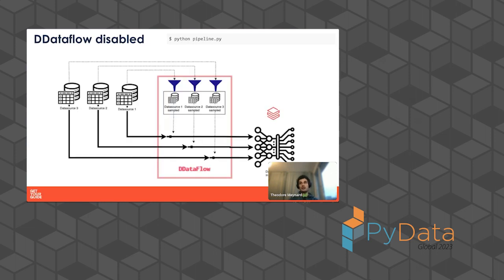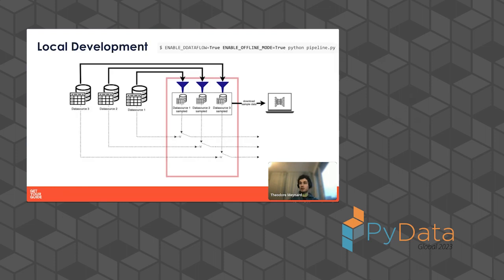The second mode is when you have DDataflow disabled. At this point, we want to run in production, so we want to get the data sources and directly have the full data set pushed to the ML pipeline to have the model that we want to use in production. And finally, the last one is when we want to use local development.